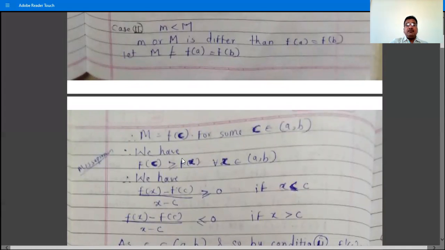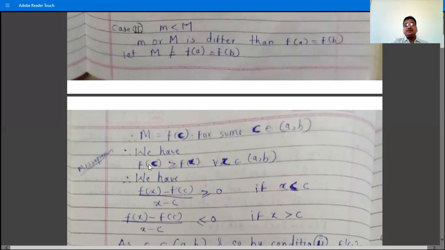Therefore we have f(c) greater than or equal to f(x) for all x belonging to the open interval AB, because capital M is the supremum of the set of all images. That is, f(c) is greater than or equal to f(x) for all x belonging to the open interval AB.